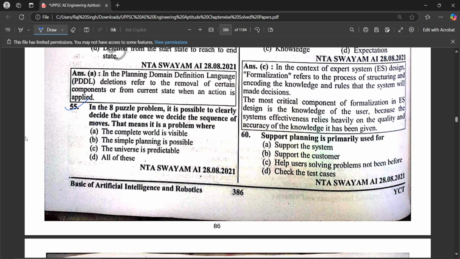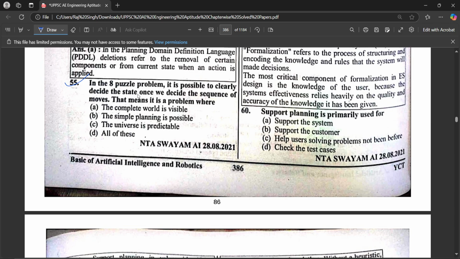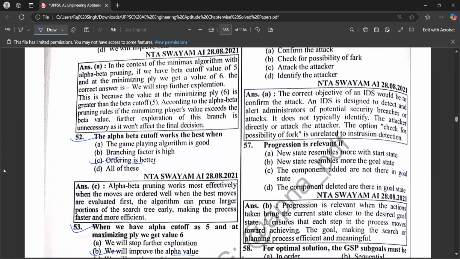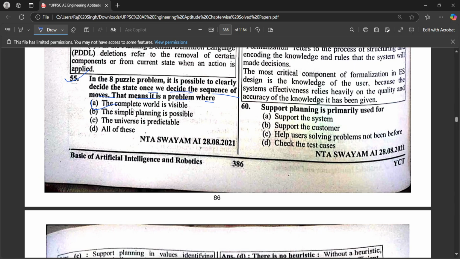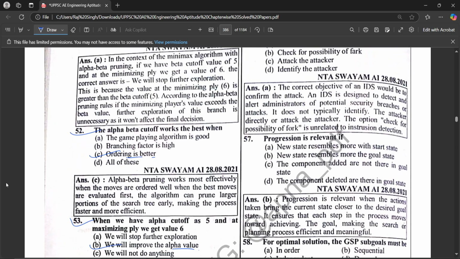In an 8 puzzle problem, it is possible to clearly decide the state once we decide the sequence of moves. What does it mean? It is a problem where, all of the above, which means that the complete world is visible, simple planning is possible, and the universe is predictable. So, all of these.